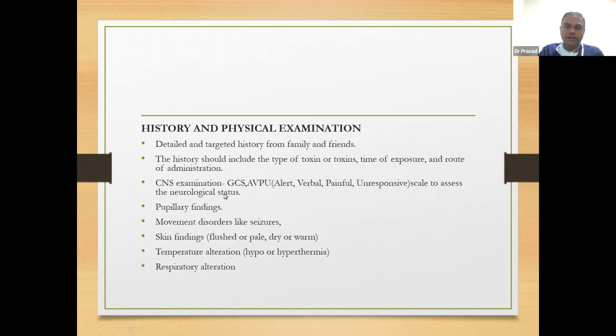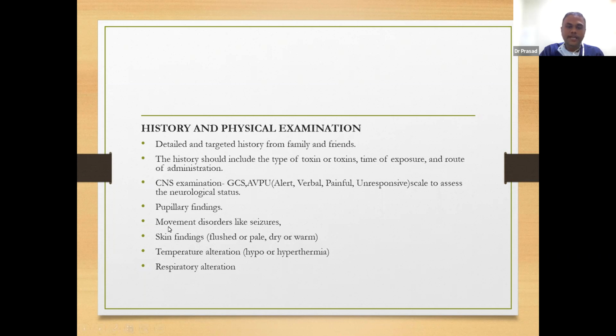For the CNS examination, as you all know, GCS and AVPU are two common scales: alert, verbal, painful, unresponsive. These are the easy scales to assess the neurological status of the patient. Next, you can look at the pupillary findings, whether he is having mydriasis or miosis. That will also help you give the diagnosis most of the time, whether it is an opioid overdose, whether the patient was already on any opioid analgesics or was having any underlying patches. So pupillary findings with miosis will give you a definite indication towards the toxidrome.